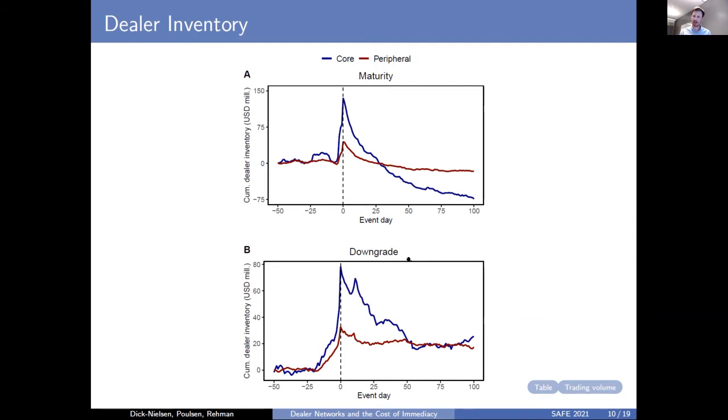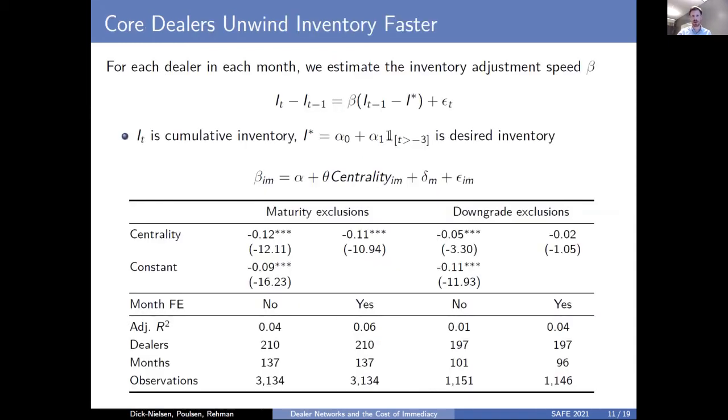We then want to analyze the speed by which dealers are unwinding their inventories post-exclusion. And to do so, we exploit a regression specification. So for each dealer in each month, we estimate the inventory adjustment speed, beta. We estimate this beta by taking the change in inventory for a given dealer between event day T-1 and event day T, and then regress this change in inventory onto the difference between the lagged inventory and I star, which is the dealer's target level of inventory.